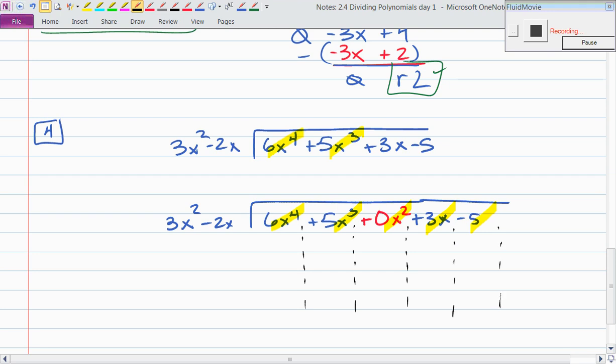Okay? So when you work this out, you should get this for an answer. 2x squared plus 3x plus 2 with a remainder of 7x minus 5. So there are all the pieces. I've given you the dividend, the divisor, the quotient, and the remainder. You should be able to get that and then work backwards and check it to make sure that it is correct.